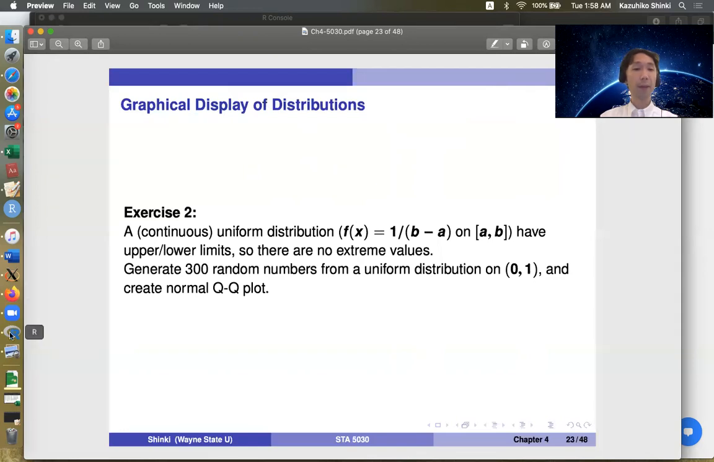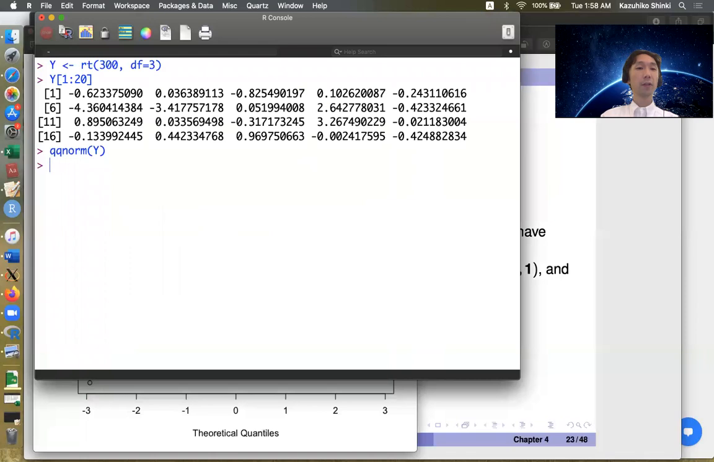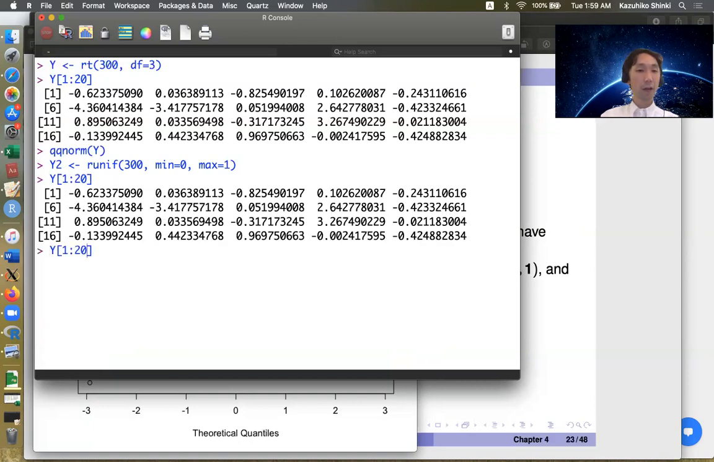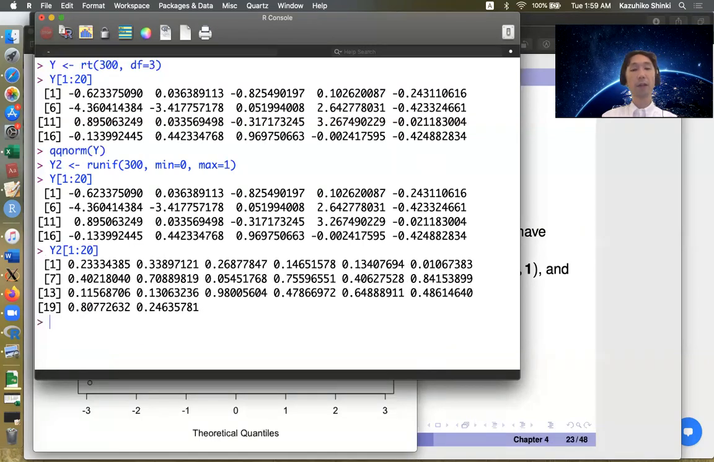So the opposite thing happens. Okay, we can try. This time, y2 is a uniform random variable, runif with 300. Then we have to specify the smallest possible value and the largest possible value, the lower bound and upper bound. Actually, the random number is never exactly equal to 0 or 1, but random numbers are generated between these two numbers. So all numbers in y2 are between 0 and 1.